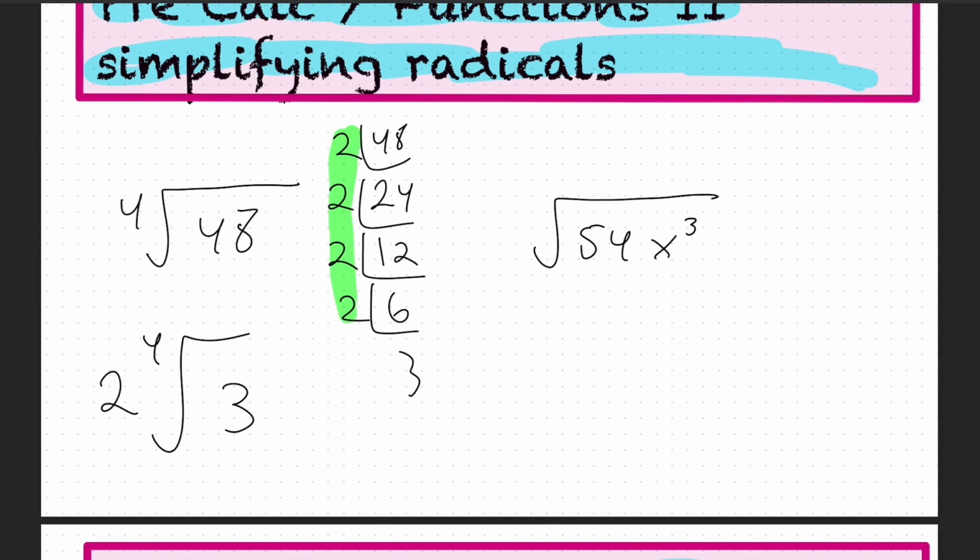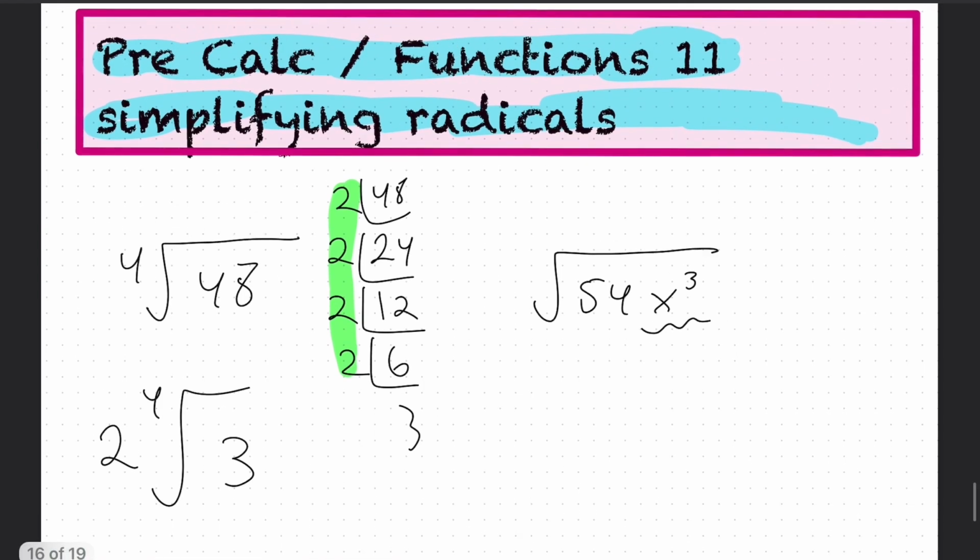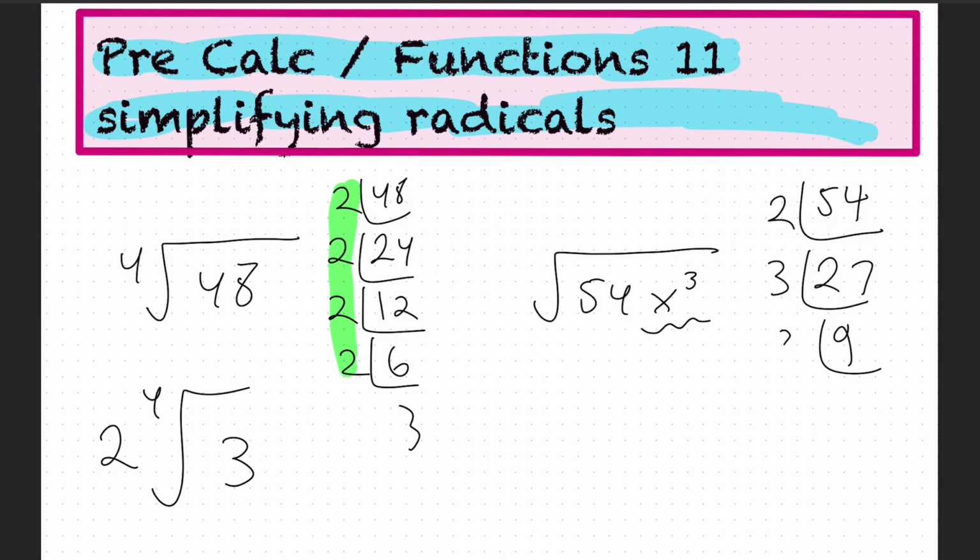Okay. Now let's try this one. So 54x to the 3. This would mean that we do the same process. We're looking for square root. So we see one group of 2 or one group of 3's. So there's 2 of them. And then it would be, so 3 comes on the outside. It's the square root. 2 and 3 are left. So this would be 2 times 3.